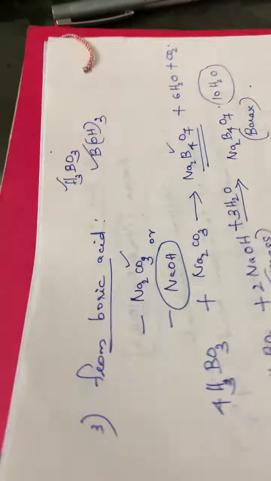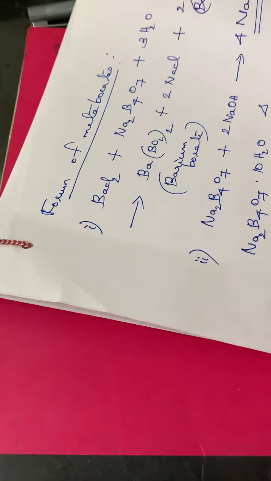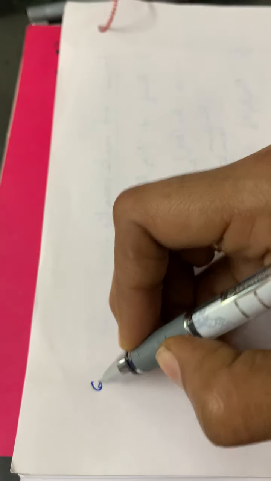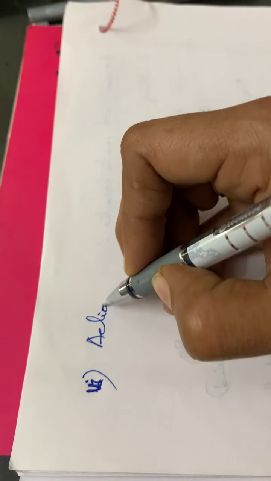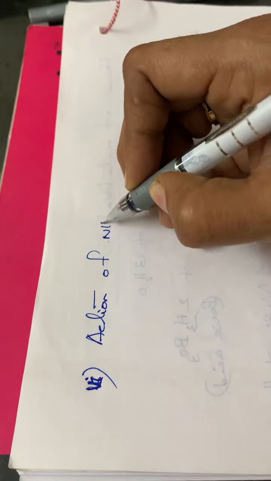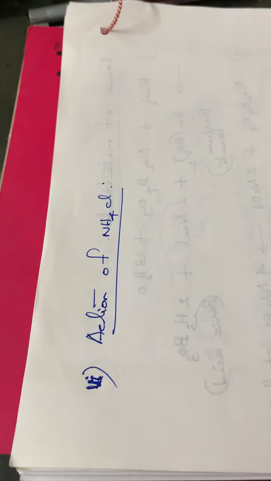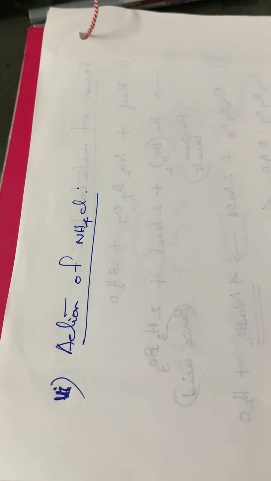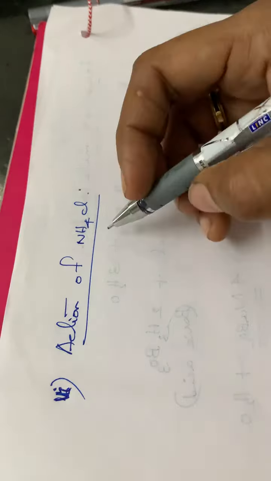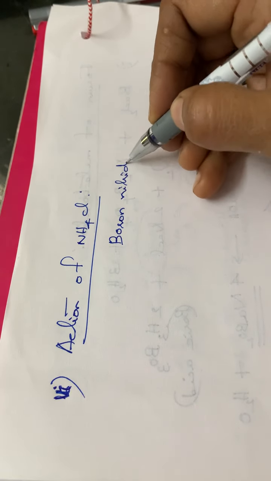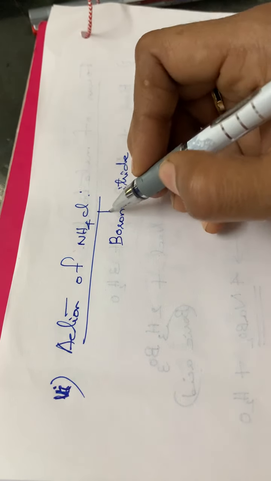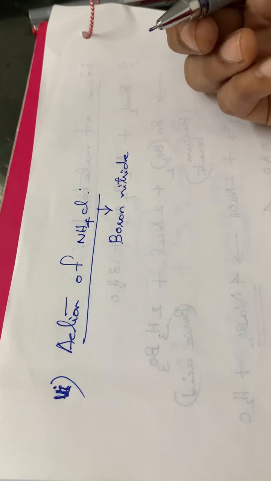Then the next reaction, the sixth reaction, action of ammonium chloride. See here, with the reaction with ammonium chloride, the product will be boron nitride. This compound you have to study in detail. Okay. So the product formed will be boron nitride.